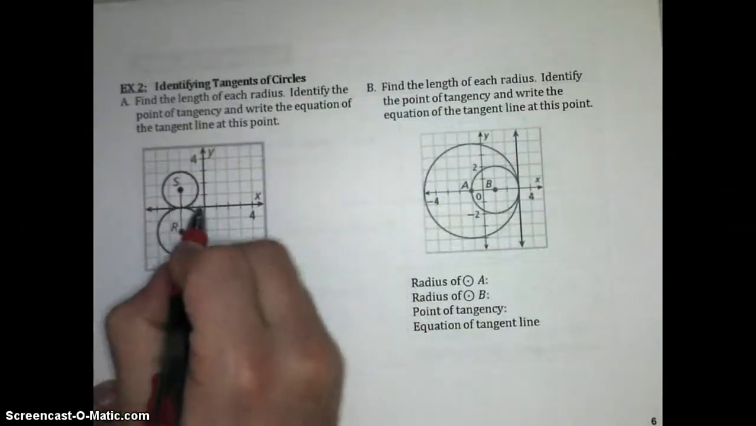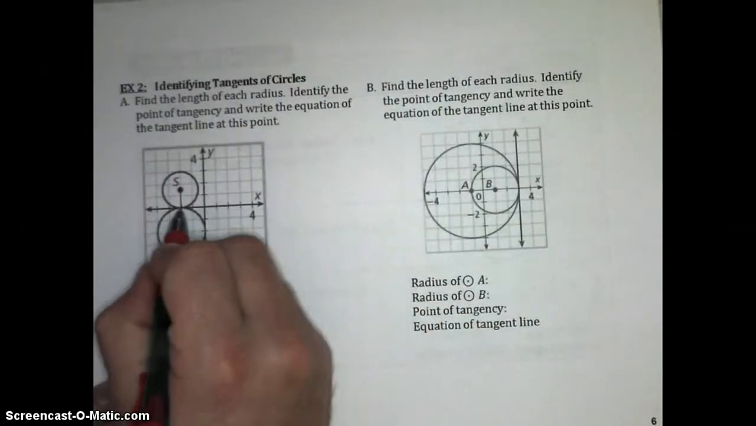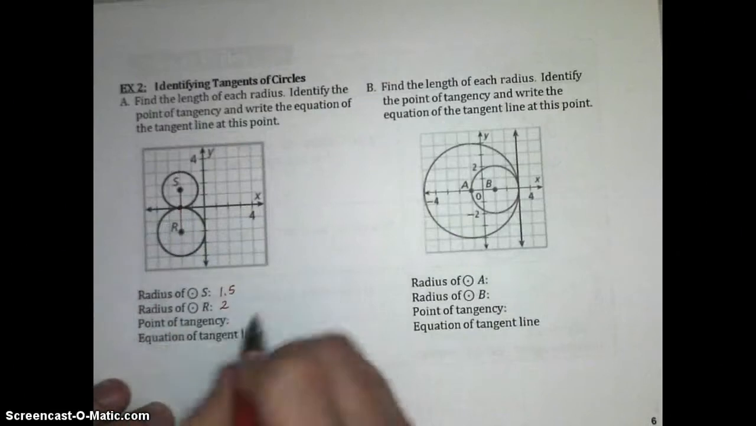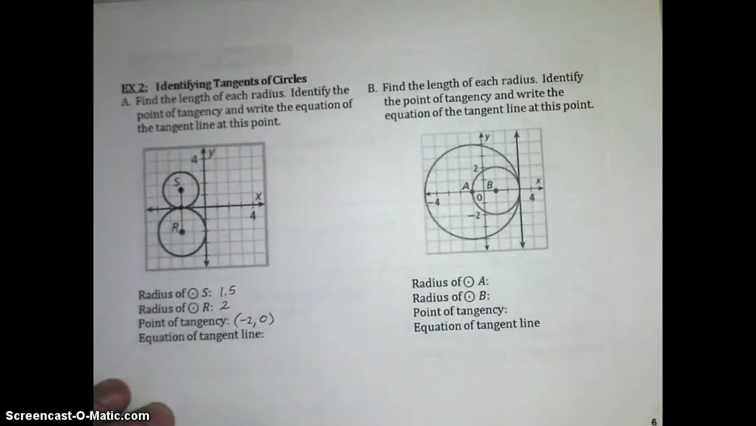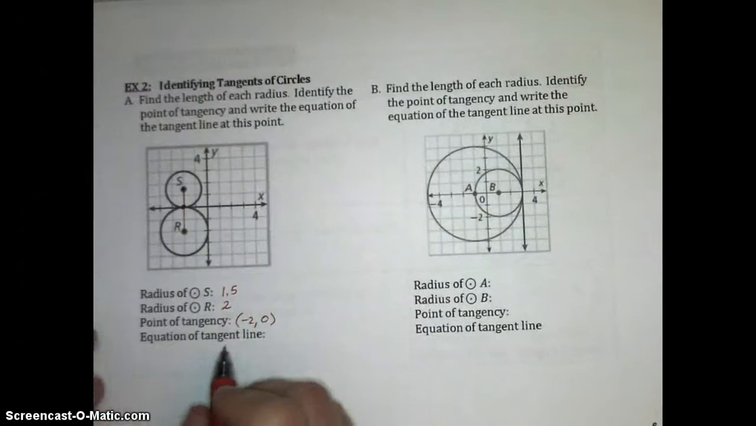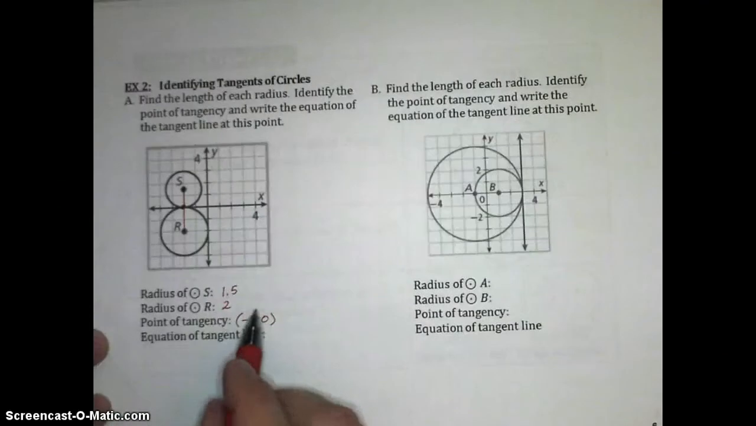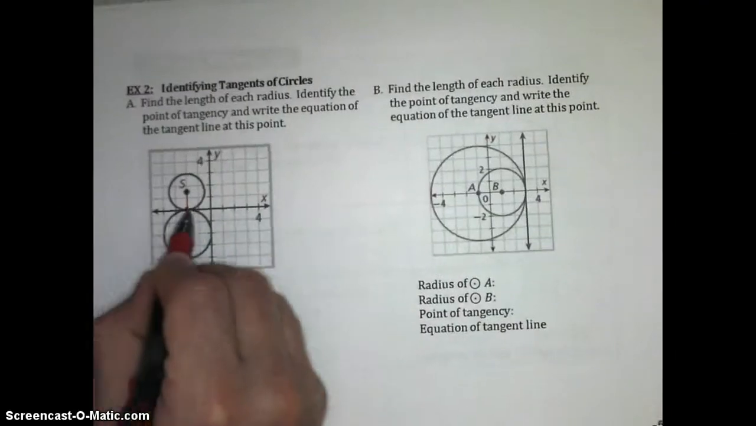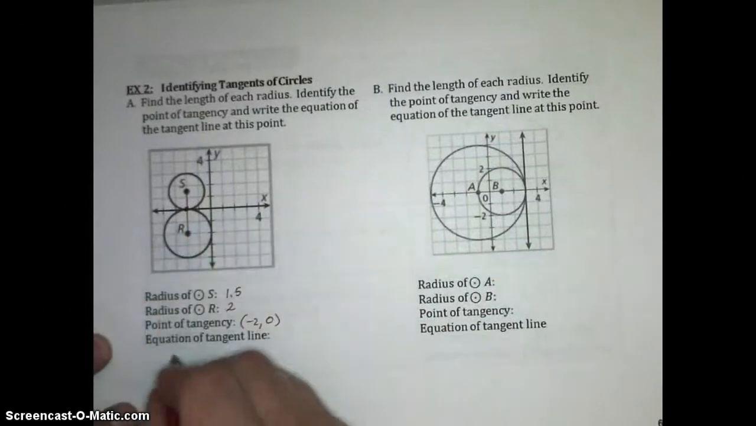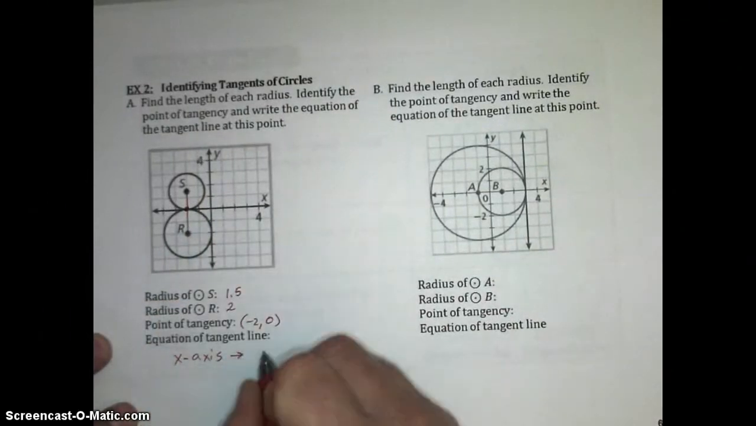The point of tangency, we put these on the coordinate plane. We need to come up with the coordinates of the point where the two circles touch. That is the ordered pair (-2, 0). The equation of a tangent line is the line that is tangent to both circles. Well, the line tangent to both circles would be the x-axis. And the equation for the x-axis is y = 0.